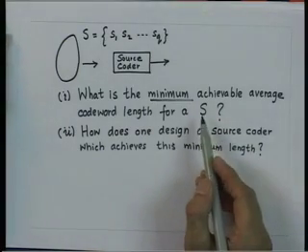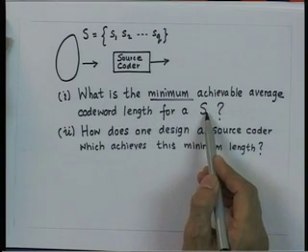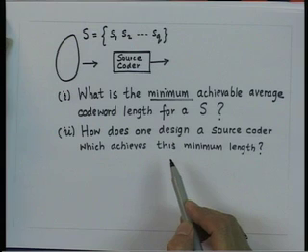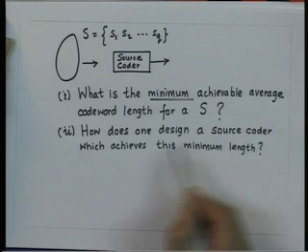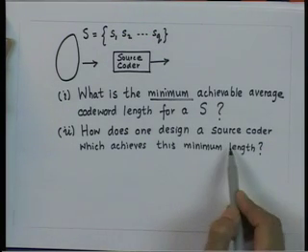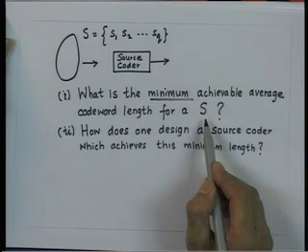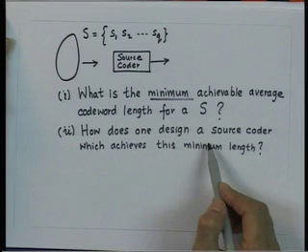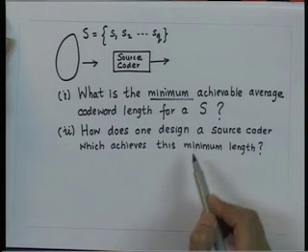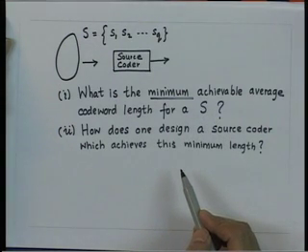Now, we will see that the minimum achievable average code word length for a source S will be related to the entropy of the source S, and it is very difficult to design a source coder which achieves this minimum length. It may not be possible for us to design an optimum source coder for all types of sources. Only when the source satisfies some particular constraint will it be possible for us to design an optimum source coder.